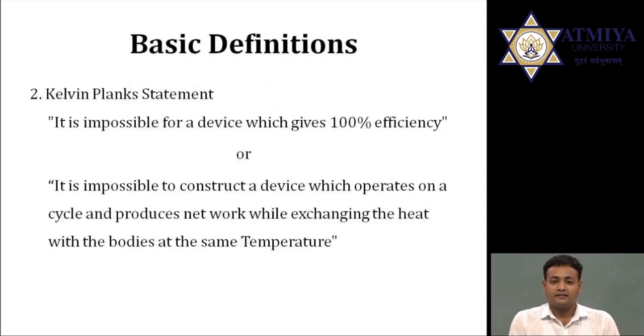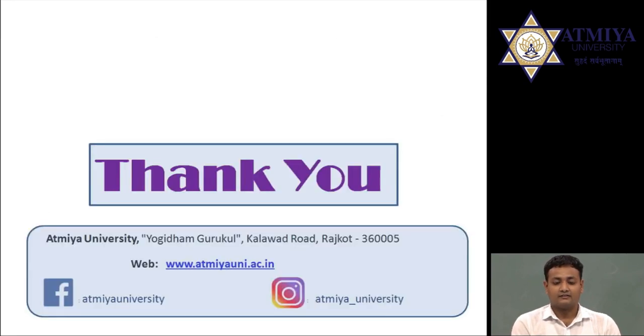Second is the Kelvin-Planck statement. It says that it is impossible for a device to give 100% efficiency. Or another statement is, it is impossible to construct a device which operates on a cycle and produces net work while exchanging heat with a body at the same temperature.